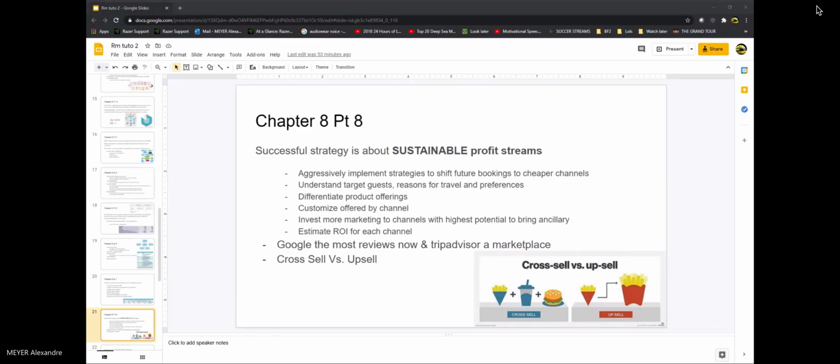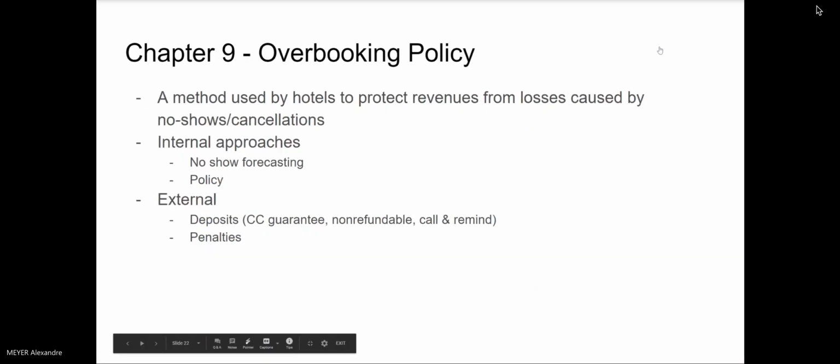All right, moving on to chapter 9, the overbooking policy. I will also have an Excel example to illustrate this and make it a bit clearer. We do not have anything for channel distribution. There's not really an Excel file that we were given, but for overbooking, I will show you an example of that.